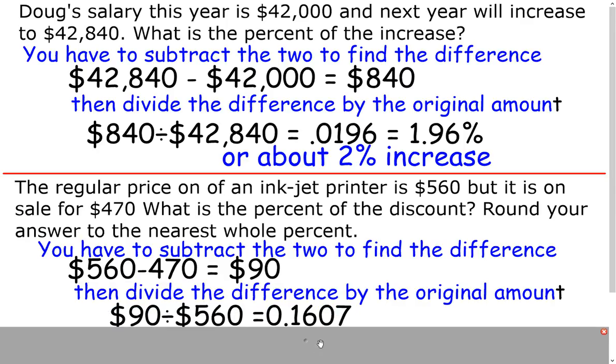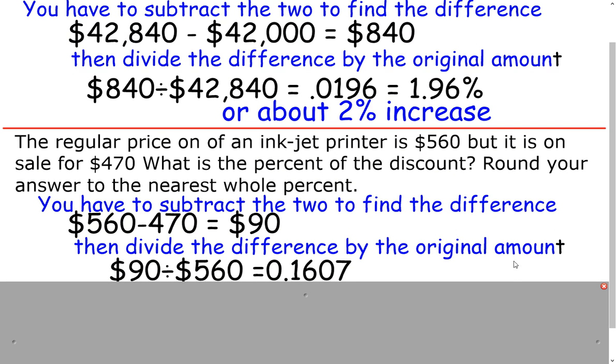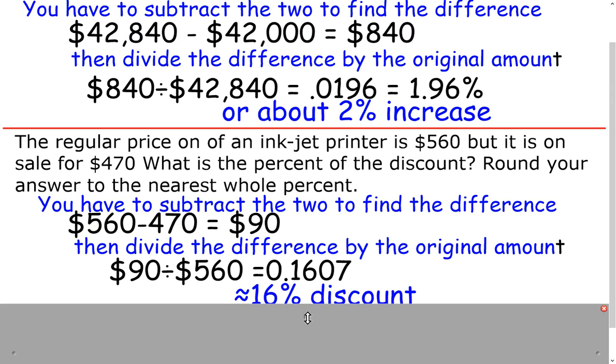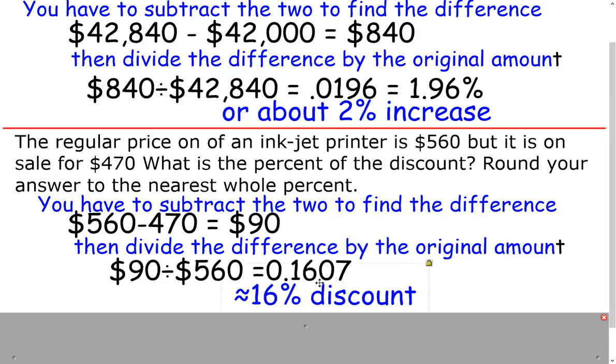So it's 90 divided by 560. When you do that, you get 0.1607. Move the decimal place over 1, 2. And you get 16%, so about a 16% discount.